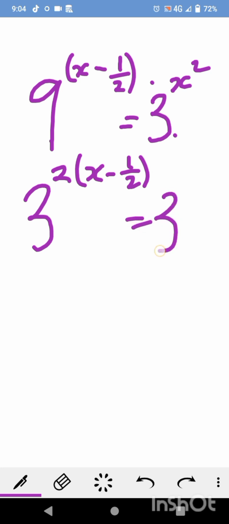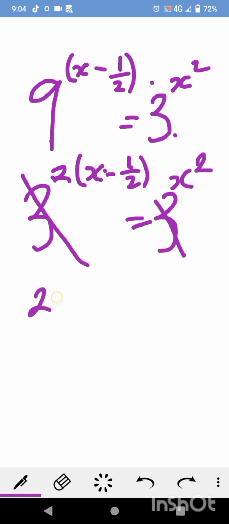3 is still x raised to power 2. Okay, that's 2. And the bases will leave. If you send the 2 in, you have 2x minus 2 times 1 over 2, which will give you 1, equals x squared. Now this looks quadratic already, so let's rearrange.